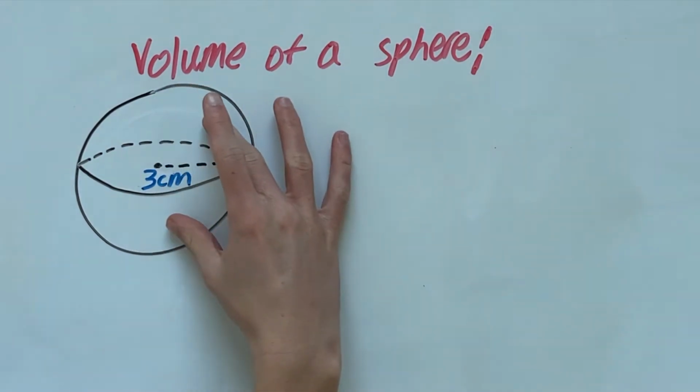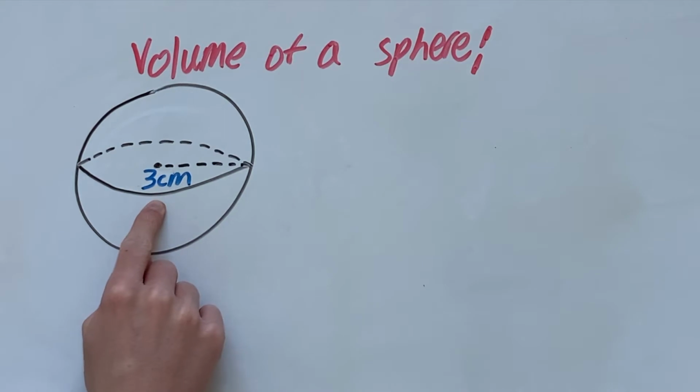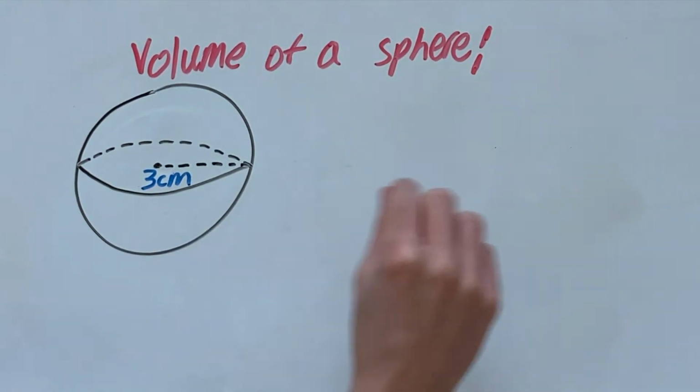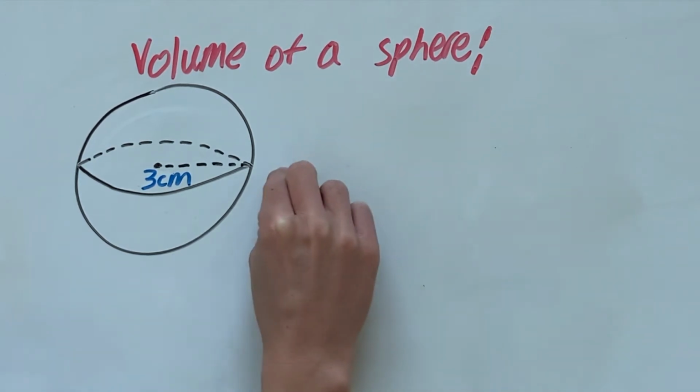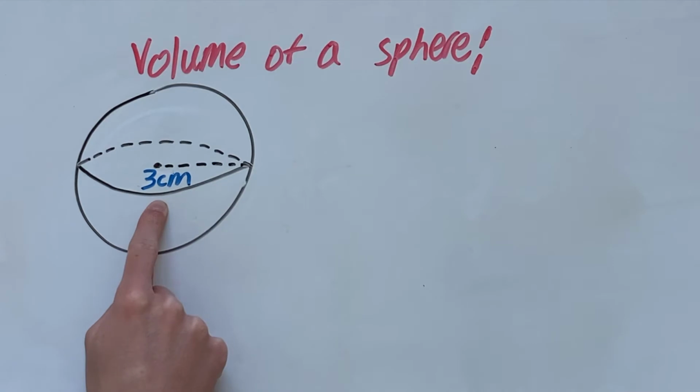So we have a sphere here with a radius of 3 centimeters. Remember, the radius is from the edge of a circle to the middle. So here we have our radius of 3 centimeters, and we can find the volume of this sphere using the formula for the volume of a sphere.